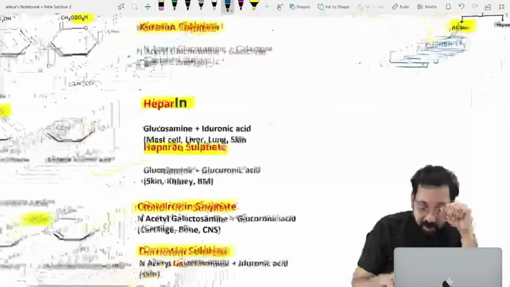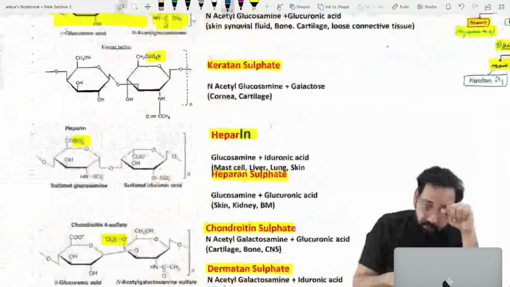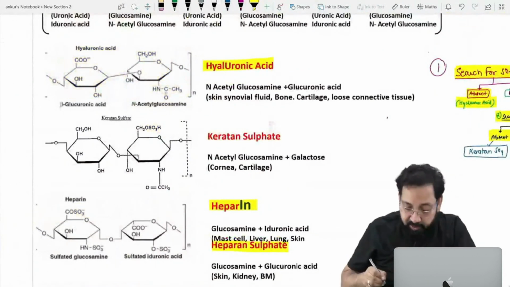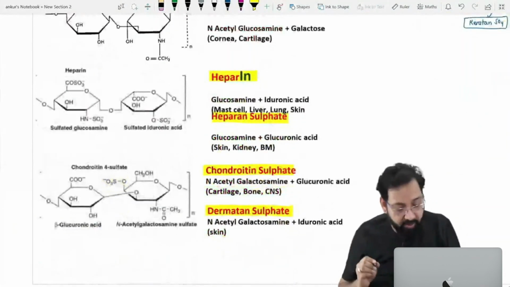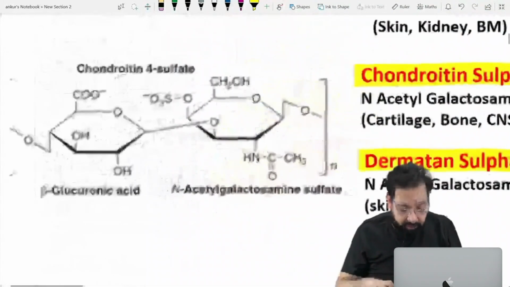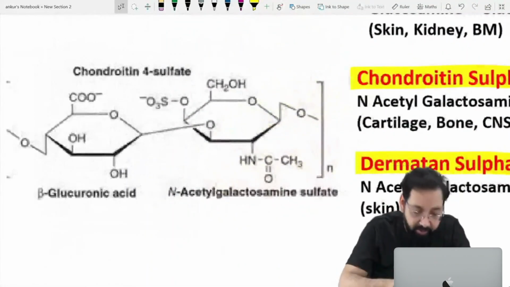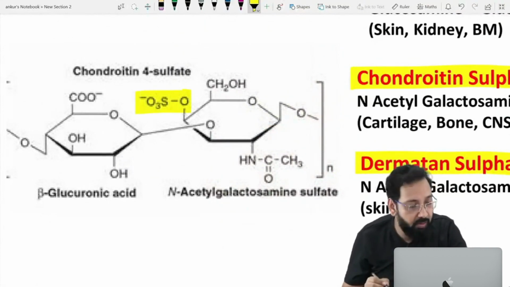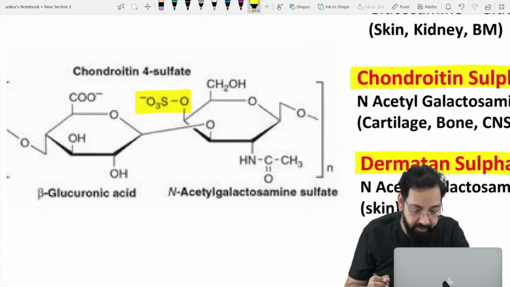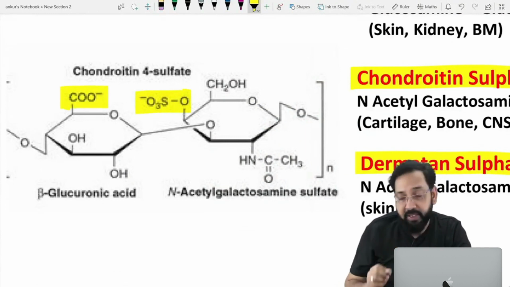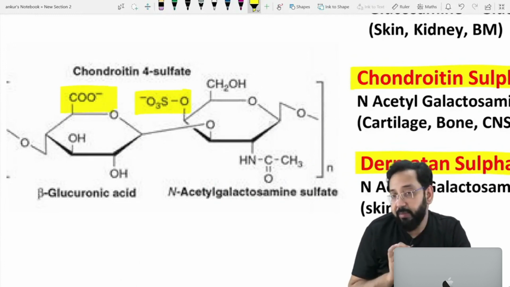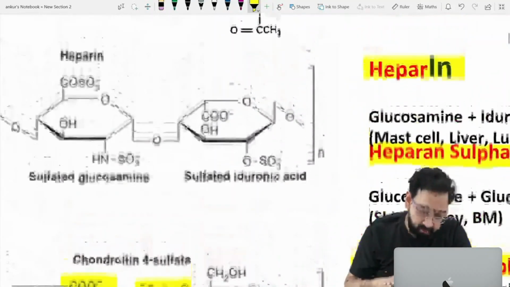Now if I give you a structure, just like the one given in your handouts, the first thing I will search for is sulfate. Sulfate is there, so it can't be hyaluronic acid. Uronic acid is there, so it can't be keratan sulfate. Got that?